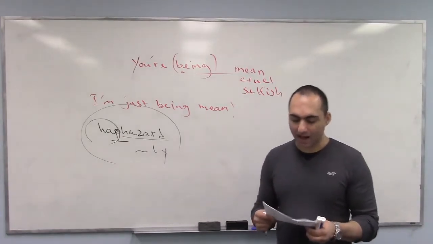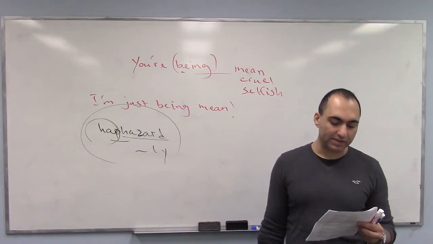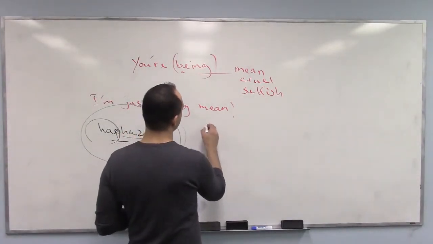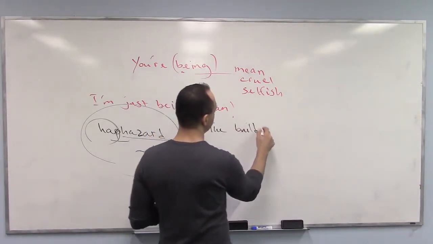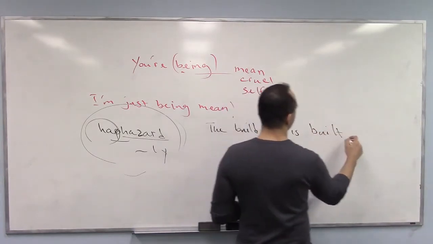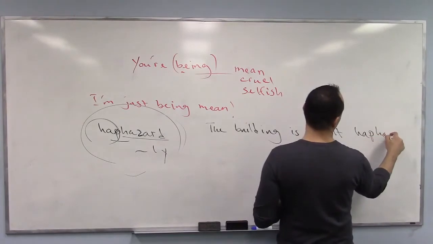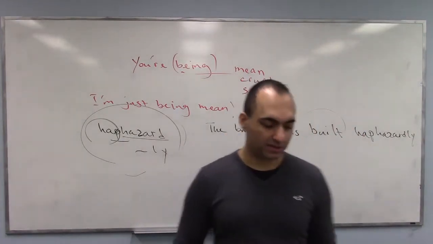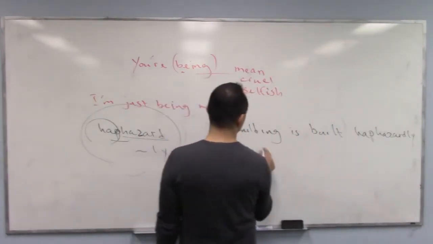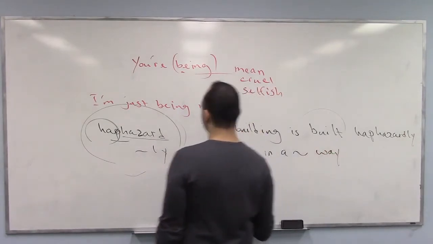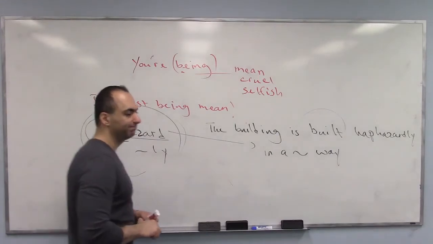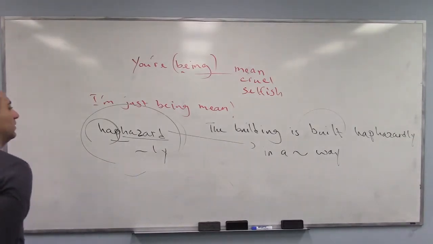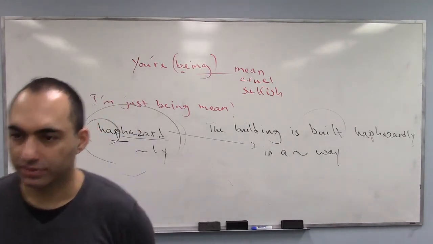It was obvious that the house was built haphazardly, means not carefully. Susan completed the assignment in a haphazard way. So if the building is built haphazardly, it means it's just built carelessly. She did the assignment in a haphazard way. In a haphazard way means not very carefully. A haphazard decision means it's just a random decision. It wasn't carefully thought out, right? Haphazard.